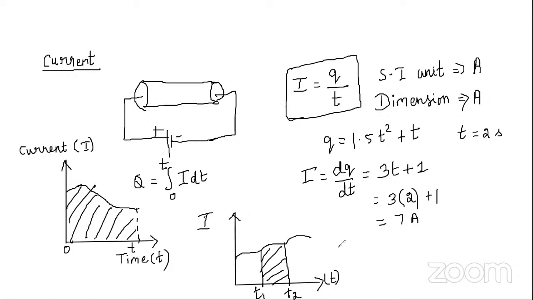So in this case, the total charge can be found out by q equal to integral of I dt, and the integration limits are t1 to t2. So this is how you need to proceed with the calculation of current and the charge as well through a conductor.